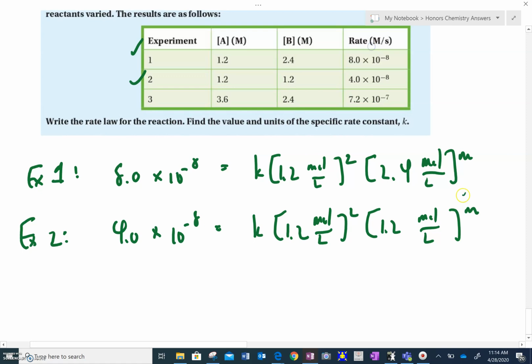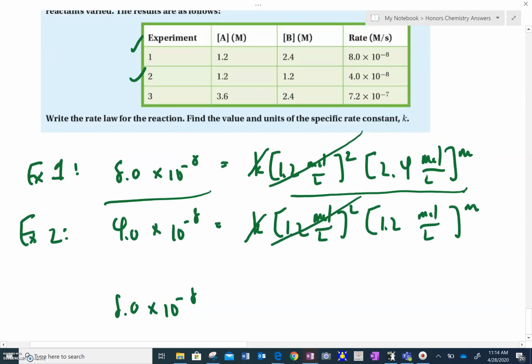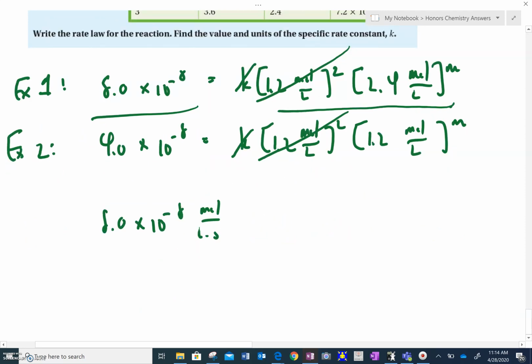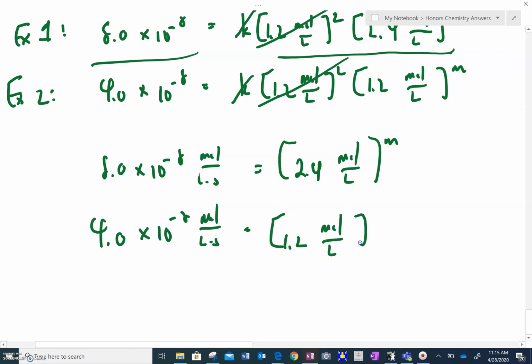All right, we're going to treat these like an equation, and we're going to get rid of everything that is the same. That leaves us with this, 8 times 10 to the negative 8. We should keep the units in there, but it's not really important now. It's moles per liter per second. I should have left them up there. Doesn't matter now, but is equal to 2.4 moles per liter raised to the m. And in experiment 2, 4 times 10 to the negative 8 moles per liter second. It's equal to 1.2 moles per liter raised to the m.